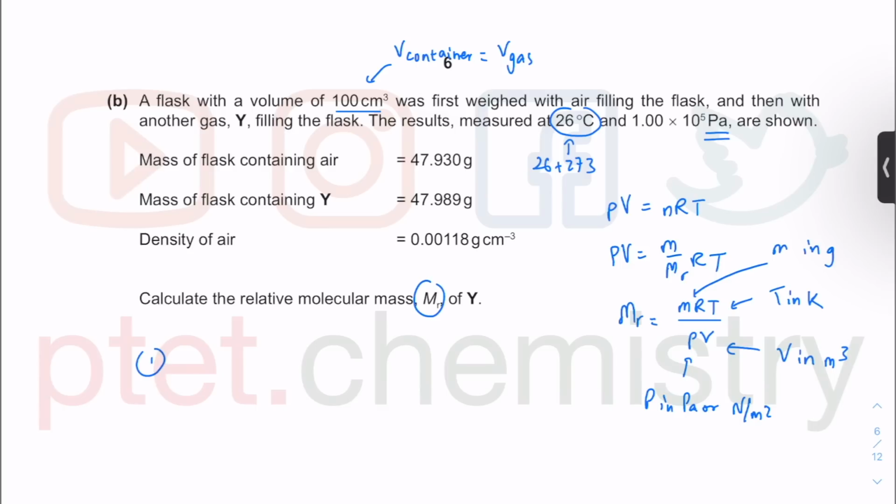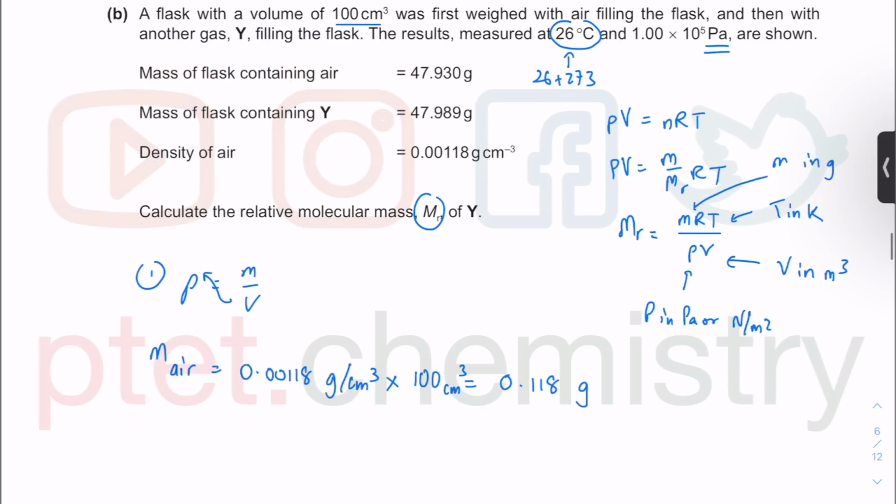So what you're going to do is, you have density equal to mass over volume. So what is the mass of air? So mass of air is going to be density times volume. So 0.00118, that is gram per cm cube for the air, multiplied by the volume of the container, and you're going to get 0.118 gram. Okay, so that is the mass of the air.